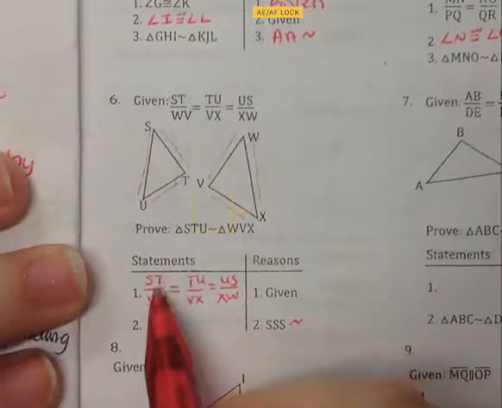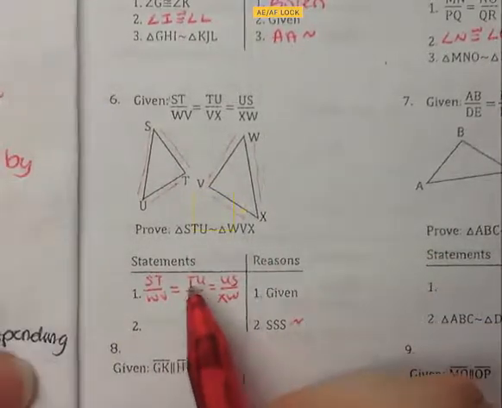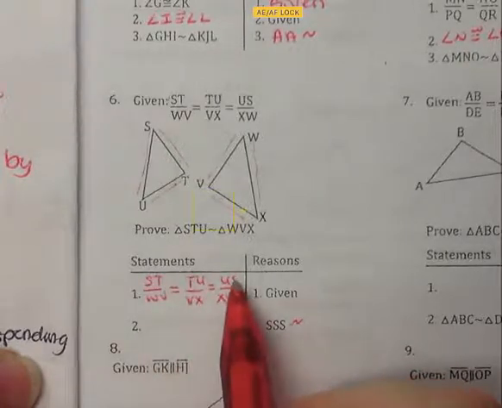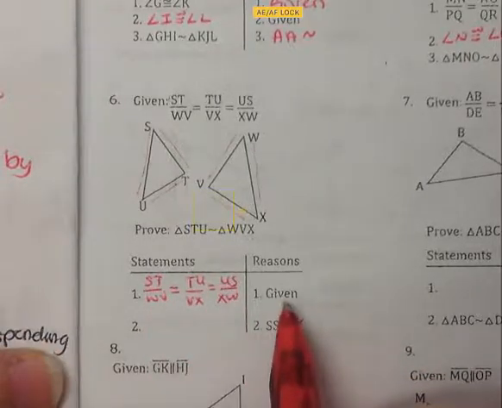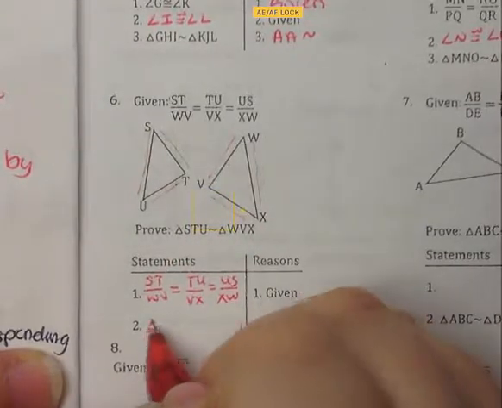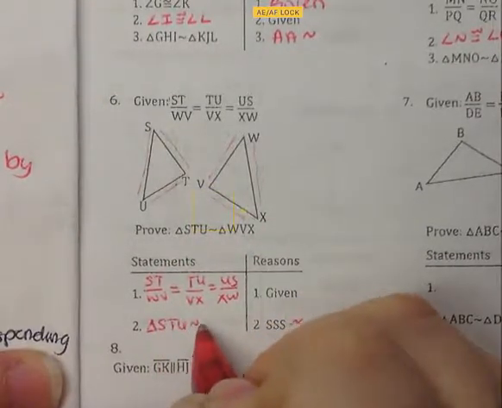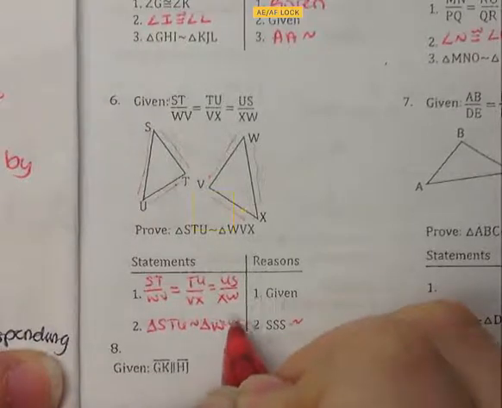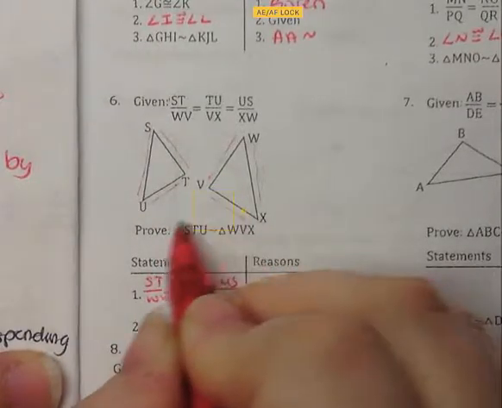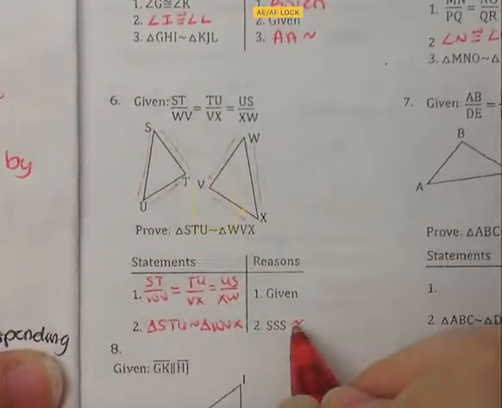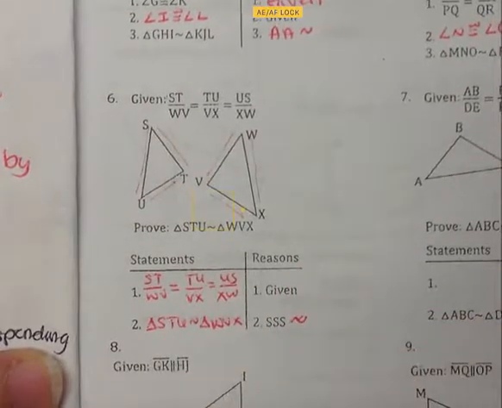Please understand that these are not segments themselves, these are lengths. That's why there are no segment symbols on them. They're just lengths. So they are proportional, so that's given to us. Therefore, the triangle STU is similar to triangle WVX. Comes straight from our proof. We want to prove they're similar, so we have side similarity because we have the fractions, all three fractions.